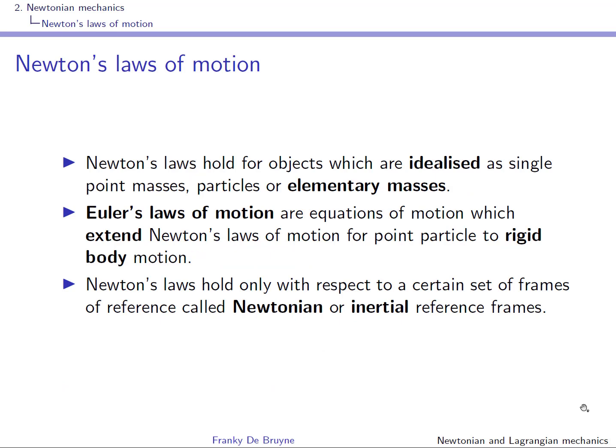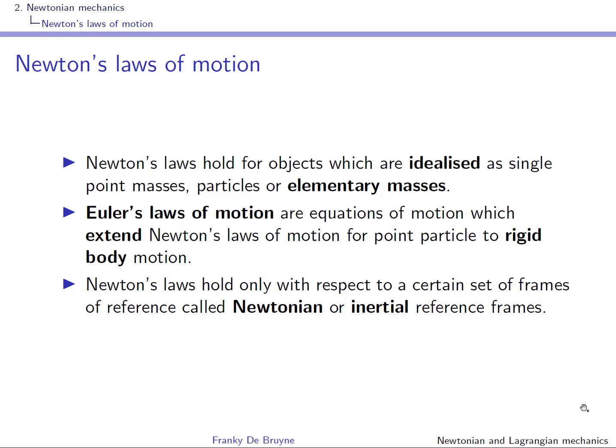A word of caution. The laws of Newton hold for objects which are ideal. This is why we talked about elementary masses. These are single point masses or particles. If you go to more involved bodies, rigid bodies, which are a collection of particles, you need something more complicated, and these laws of motion will be introduced later on in the course. They are called Euler's laws of motion.